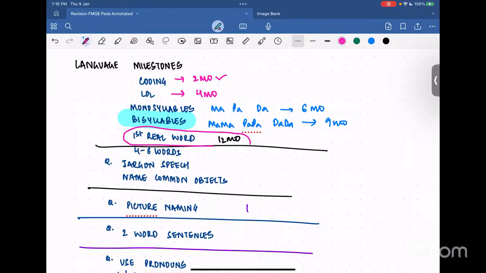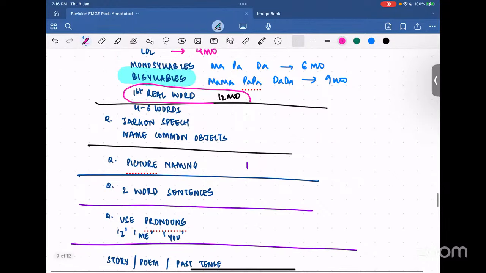Right? Now, the first real word means when the child actually knows the meaning of that word. Before that, if you ask your parents, they usually say that your first word was either mama, papa, dada, right? But these words are not real words. The child is just joining monosyllables to make bisyllables, right? This is not the real word. The real word, which the child knows the meaning of, comes at 12 months of age, right?